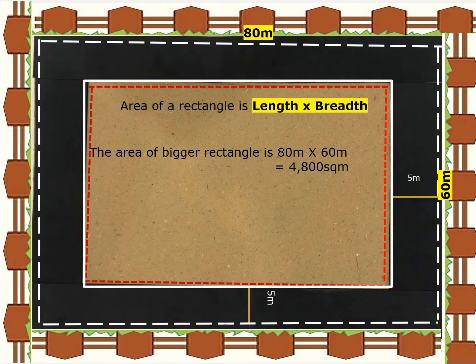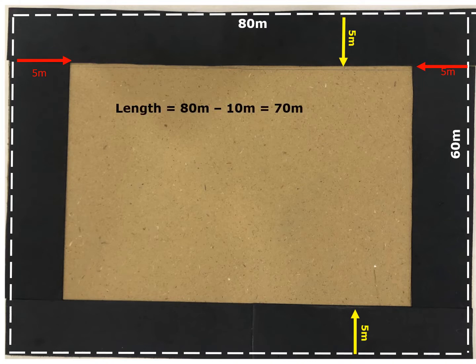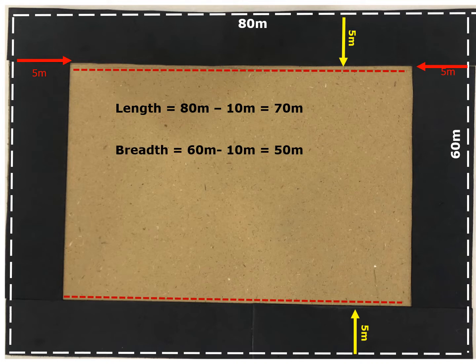But before that, we need to know the length and breadth of the smaller rectangle. Let's find that out. We know that the length of the bigger rectangle is 80 meters and the width of the path is 5 meters. The length of the smaller rectangle is reduced by 10 meters, 5 plus 5 meters, because of the path on either side. Therefore, 10 meters subtracted from 80 meters will give us 70 meters, which is the length of the inner rectangle. In the same way, we have 5 plus 5 meter path to be subtracted from 60 meter breadth, which gives 50 meters for the inner rectangle.